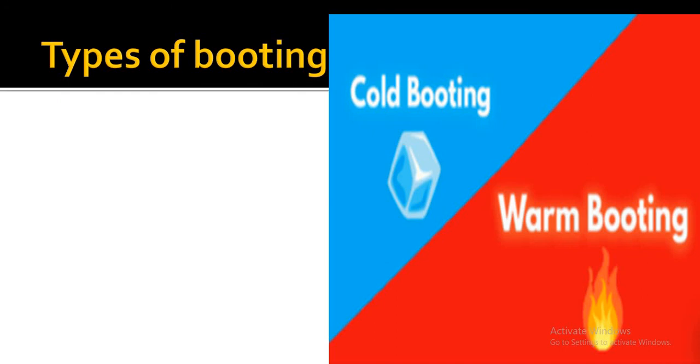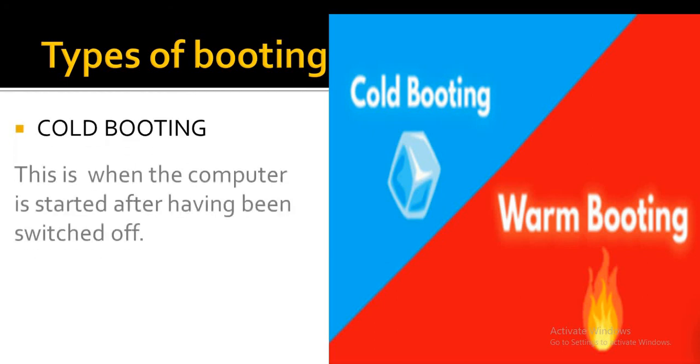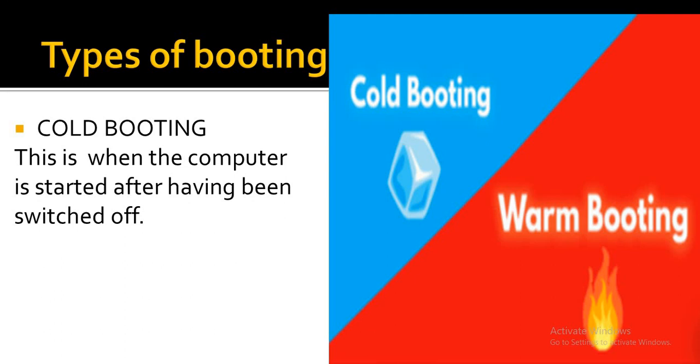Types of booting. We have basically two types of booting. The first is cold booting, and the last is warm booting. When we say cold booting, this is when the computer is started after having been switched off. This happens when, after you have already switched off your computer properly, you press the power button and the computer boots again. It's called cold booting. Maybe you have already done everything you want to do on the computer, you switch it off properly. When you press that power button for it to start, it is called cold booting.